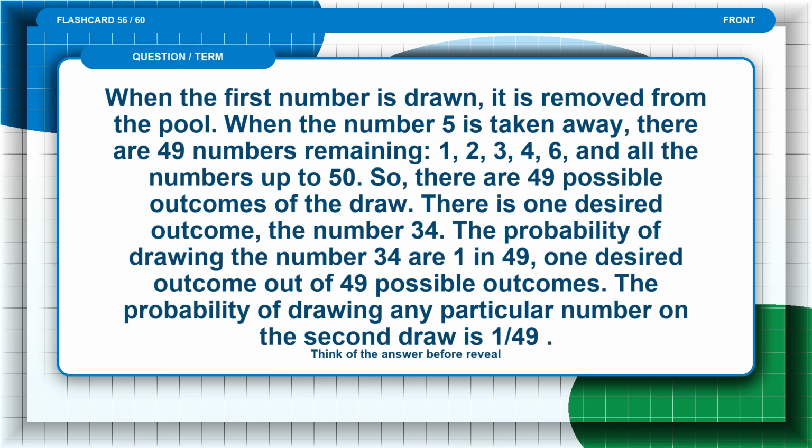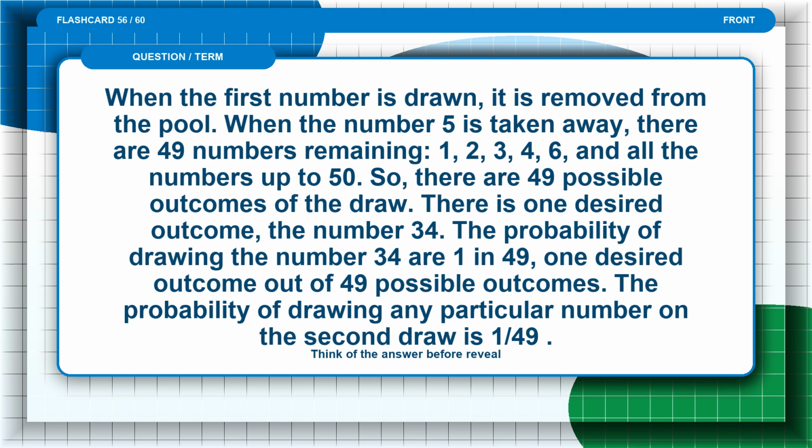Flashcard 56. When the first number is drawn, it is removed from the pool. When the number 5 is taken away, there are 49 numbers remaining: 1, 2, 3, 4, 6, and all the numbers up to 50. So there are 49 possible outcomes of a draw. There is one desired outcome, the number 34. The probability of drawing the number 34 is 1 in 49, one desired outcome out of 49 possible outcomes. The probability of drawing any particular number on the second draw is 1/49.